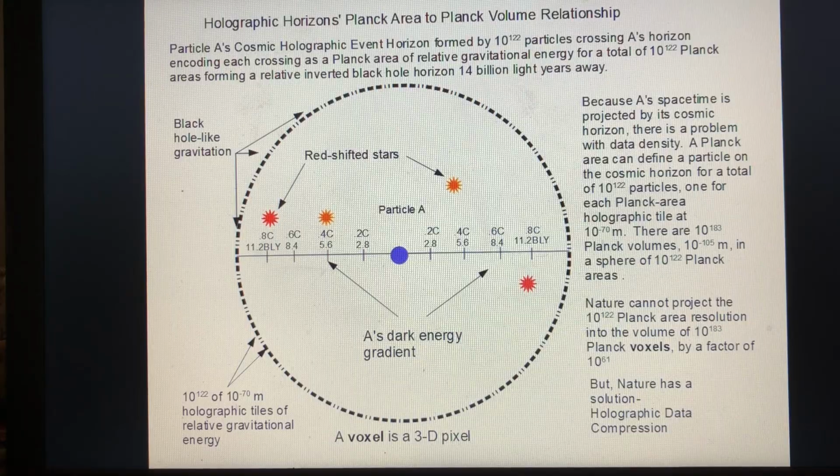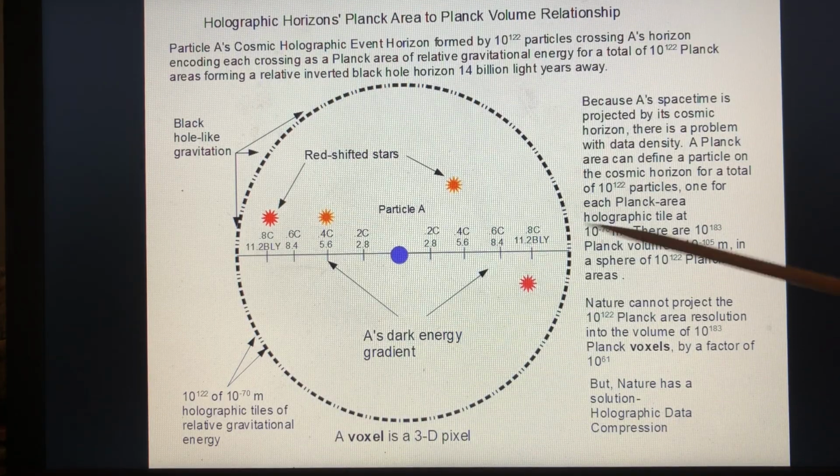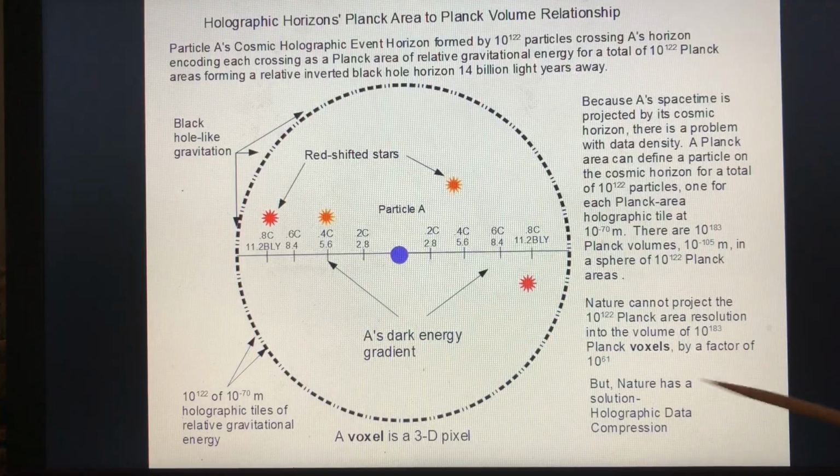Because A's space-time is projected by its cosmic horizon, there is a problem with data density. A Planck area can define a particle on the cosmic horizon for a total of 10 to the 122 particles, one for each Planck area holographic tile at 10 to the negative 70 meters. There are 10 to the 183 Planck volumes within this sphere of 10 to the 122 Planck areas.